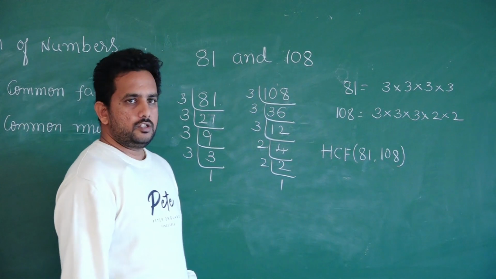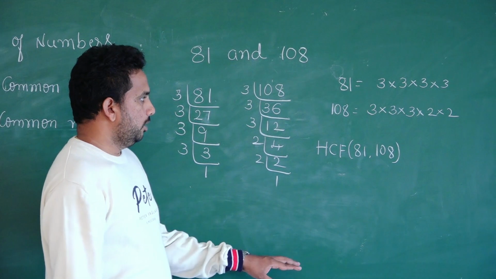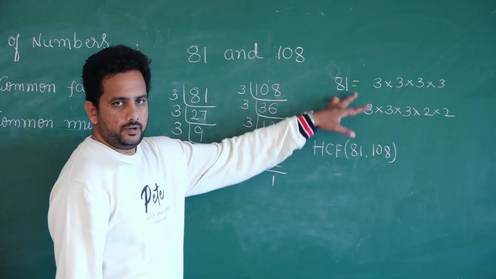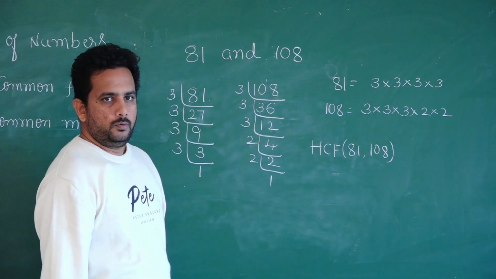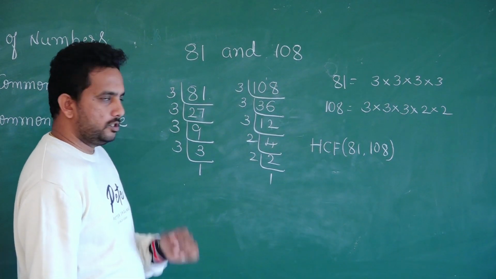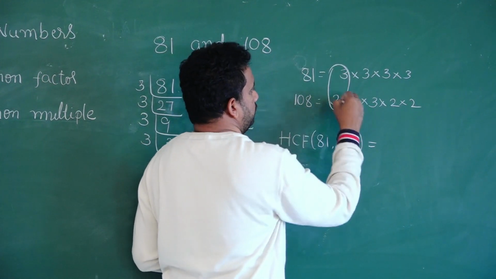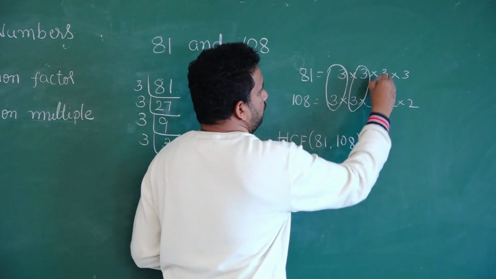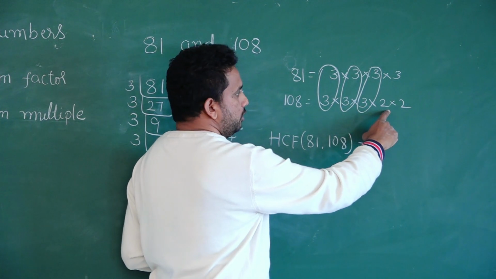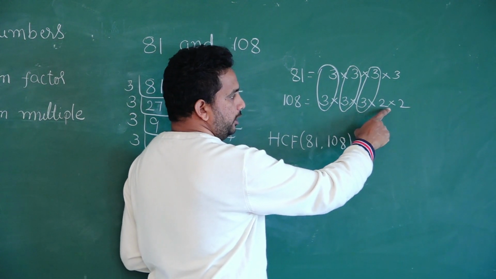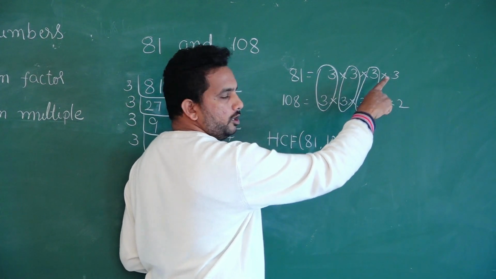What is the HCF? It is the highest common factor. That means we take the numbers common to both prime factorizations. Which numbers are common here? 3 is common, one more 3 is common, and one more 3 is common. In 108's prime factors there is a 2, and in 81's prime factors there is no 2. So these are not common numbers.